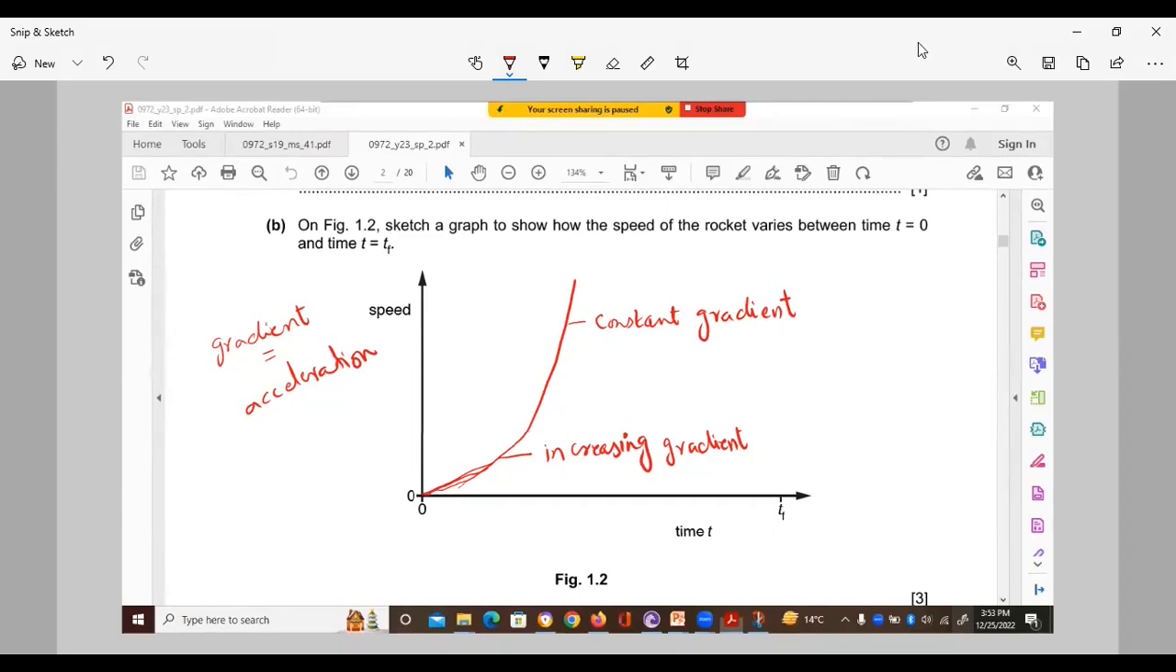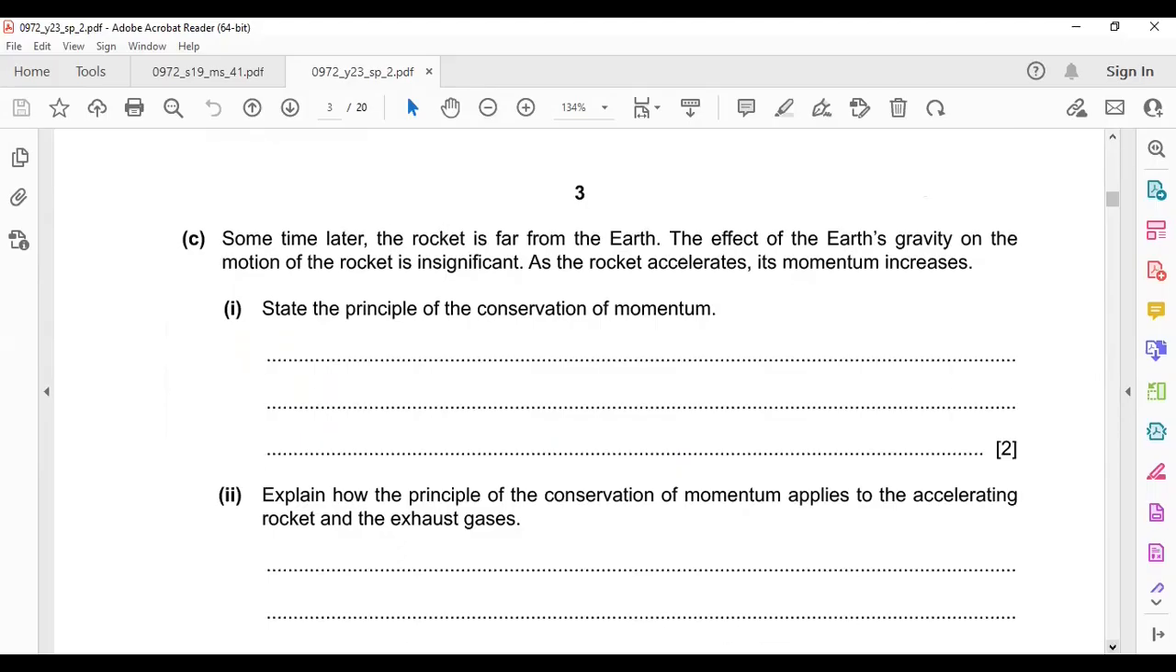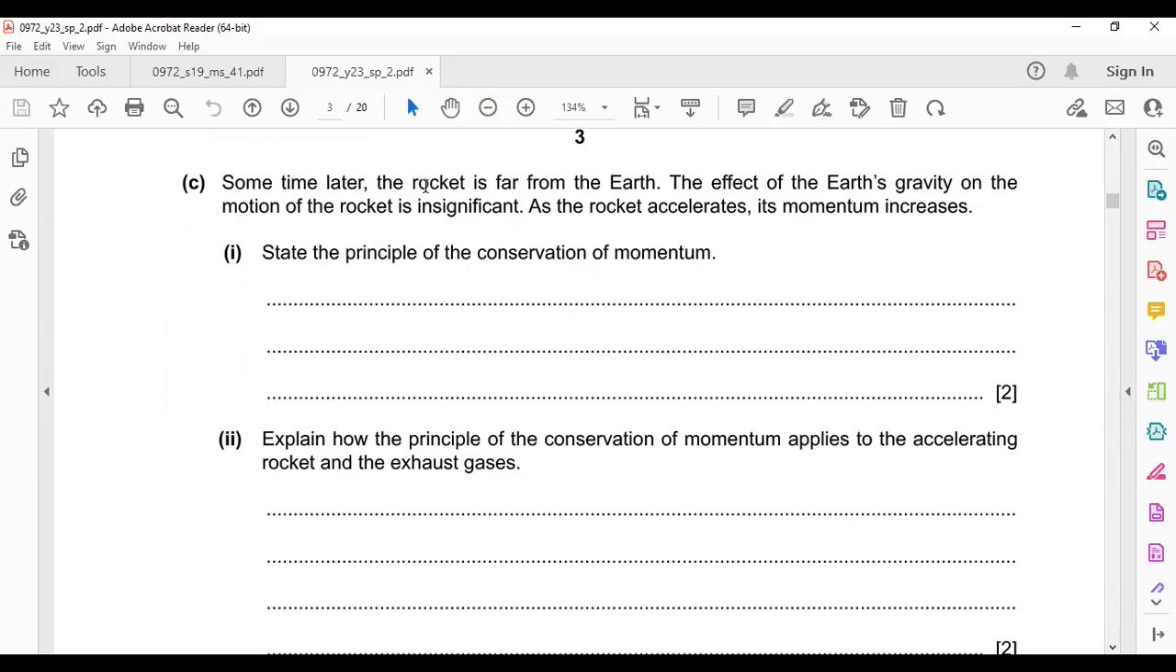So let's move to the next question, part C. Sometime later, the rocket is far from the Earth. The effect of the Earth's gravity on the motion of the rocket is insignificant. As the rocket accelerates, its momentum increases. Number 1, state the principle of conservation of momentum. I hope you know the answer.